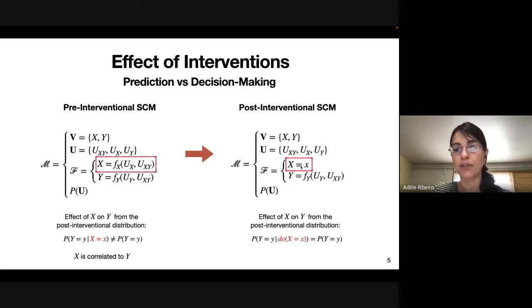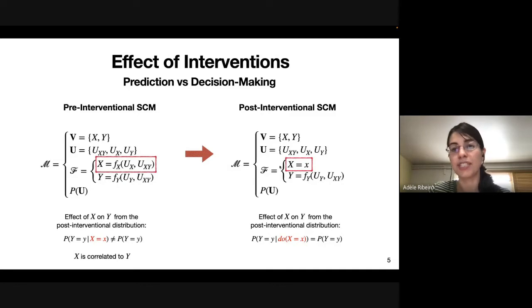So if we collect data from this post-interventional world, we can just do the same. We can see if the probability of y conditional on setting this variable x as small x is different or equal to the probability of y. And if we had this model in hand, we could just detect that these two probabilities in this case are the same, because the function of y doesn't depend on the variable x.